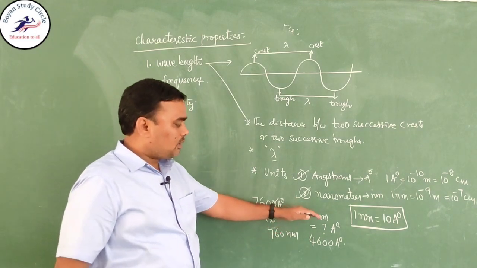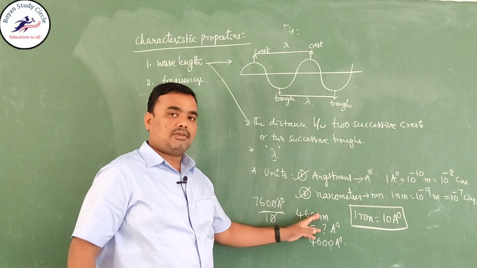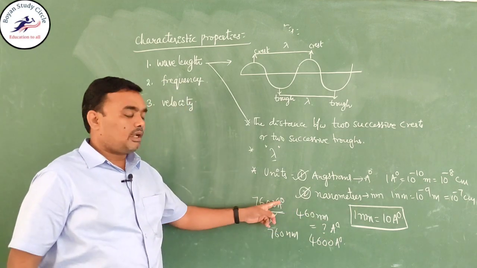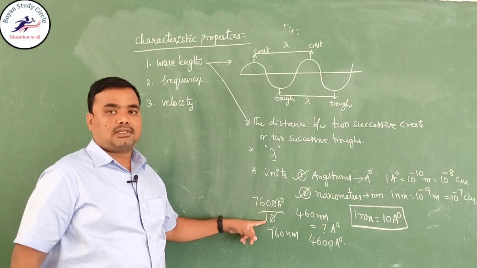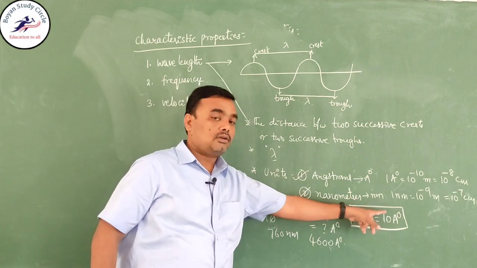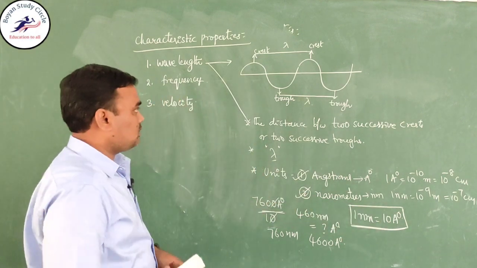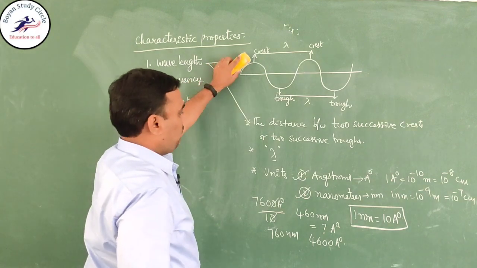Whenever you want to convert nanometers into angstroms, multiply with 10, and whenever you have to convert angstroms into nanometers, divide by 10. That means 1 nanometer is equal to 10 angstroms, right. So, this is the first property, that is wavelength.